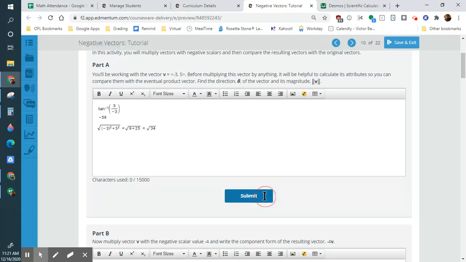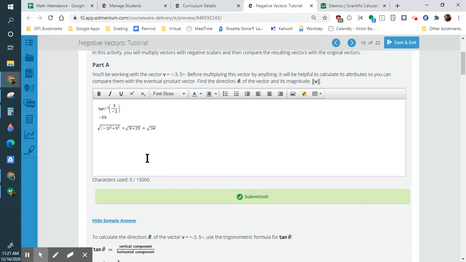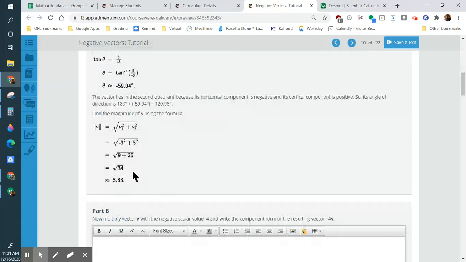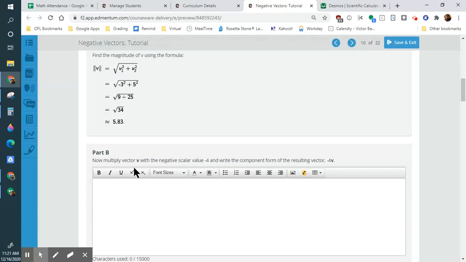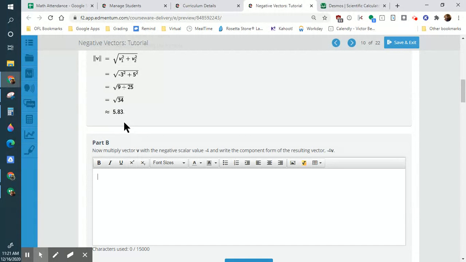Submit that, and we can see all the work that we did. That's exactly the same. They square rooted it. It's still a number. It's always more accurate to have it this way, but this is a lot more useful.